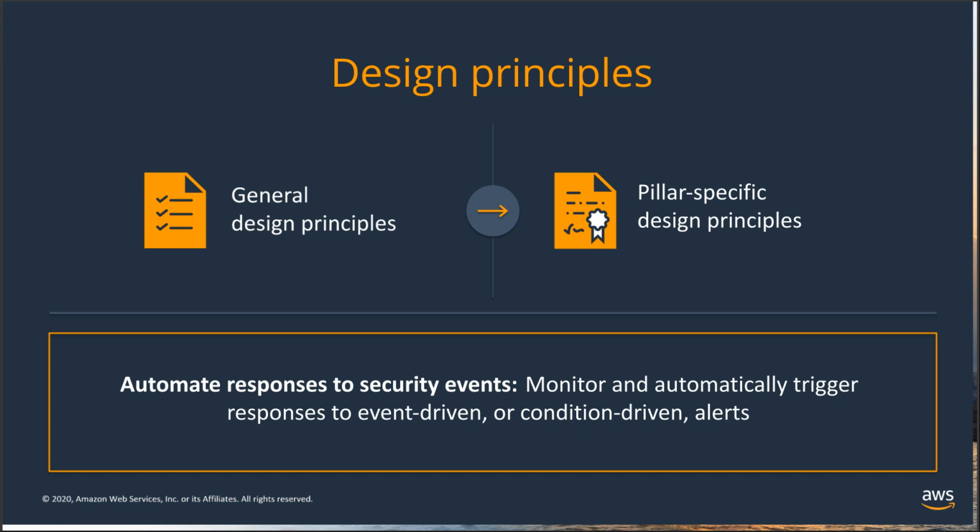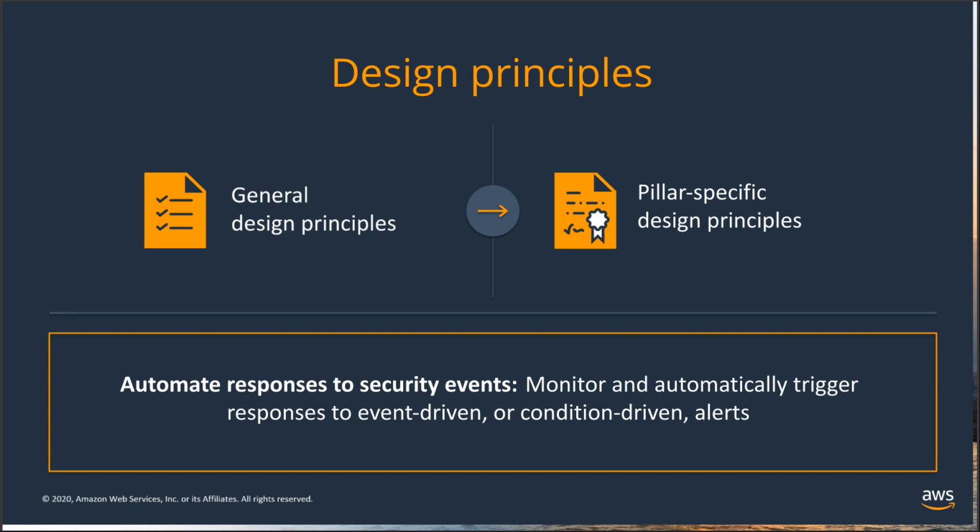For example, something like automation would be considered a general design principle, but we can make it pillar-specific by automating our responses to security events. By monitoring and then automatically triggering responses to certain events or conditions that occur within your account, it removes the requirement of an individual having to make those actions manually, which means you'll be getting a consistent response whenever those events or conditions occur within your workload.